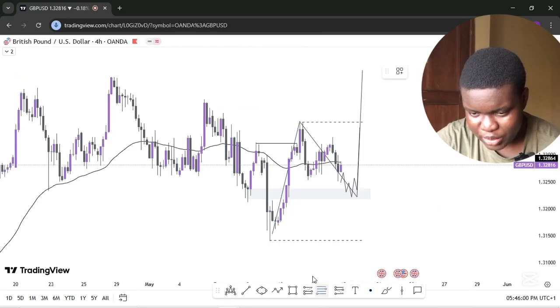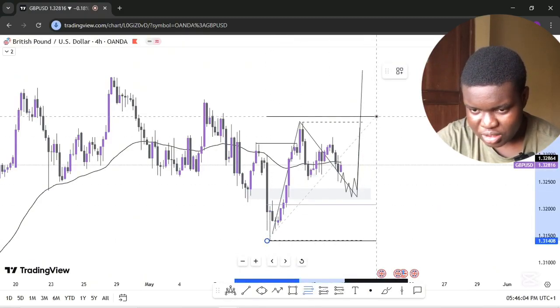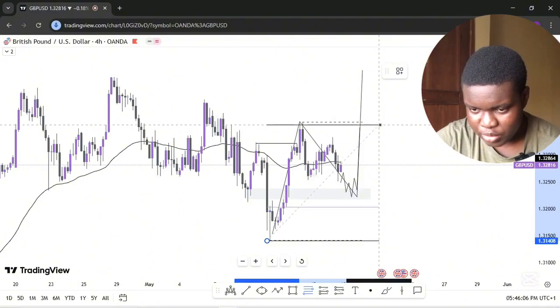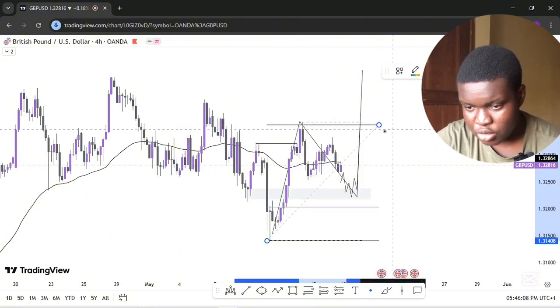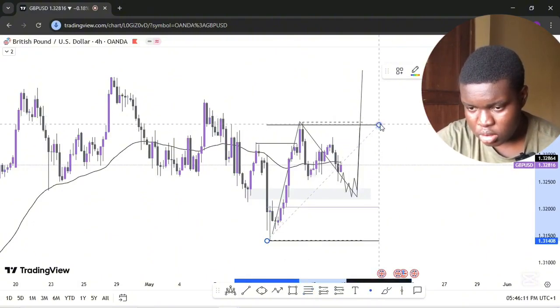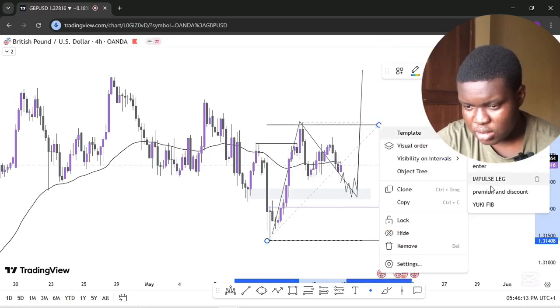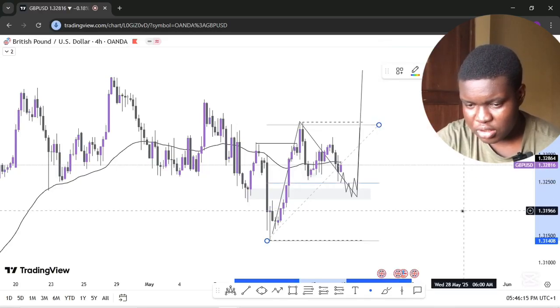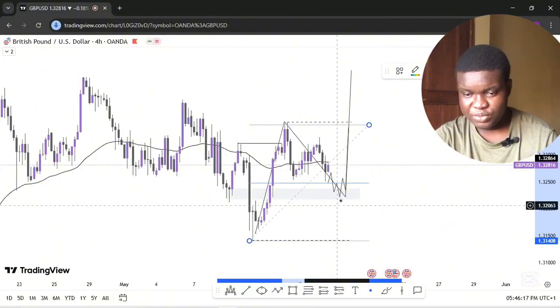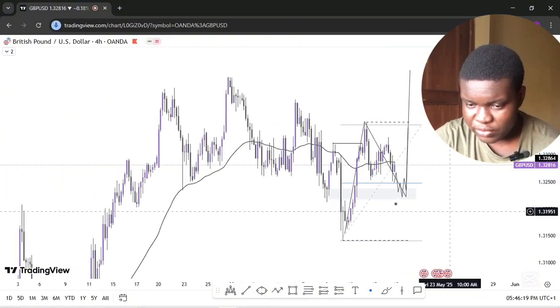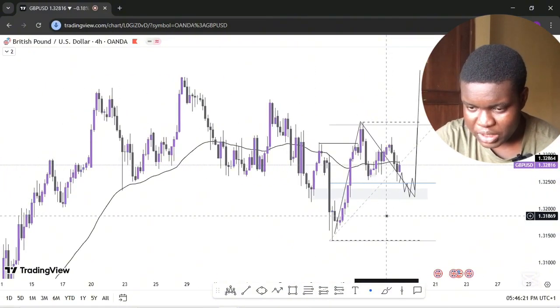And if I draw my Fibonacci, I think that support zone aligns beautifully with my Fibonacci settings for, hold on, just a moment, templates, premium and discounts. There you go. So yeah, this is the trade on GBP USD. If we come back there, we're looking to take some buys.